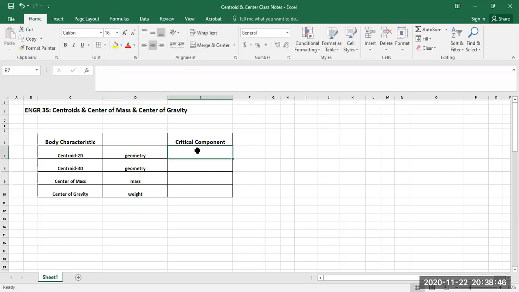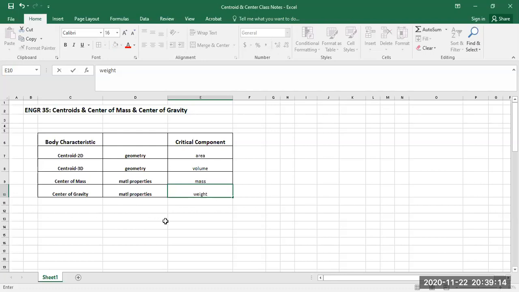So in terms of, actually, let me write material properties here instead, and material properties here. So in terms of centroid for 2D, it's based on area. For 3D, it's based on volume. For center of mass, it's based on mass, and in center of gravity, it's based on weight. So it's important to know the distinction between these.